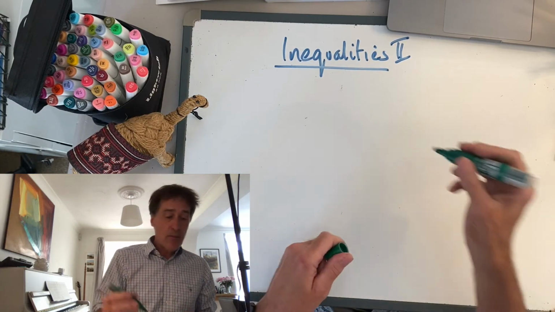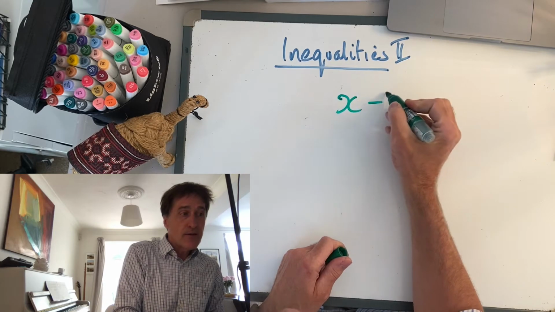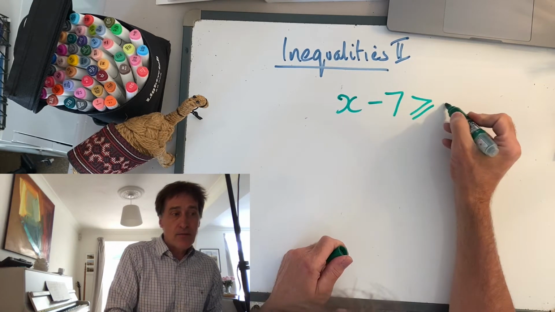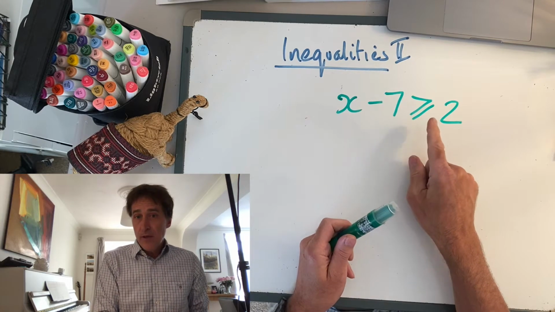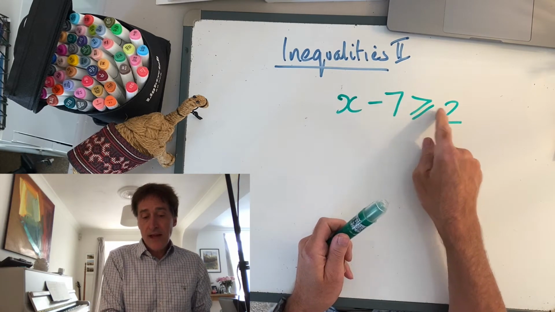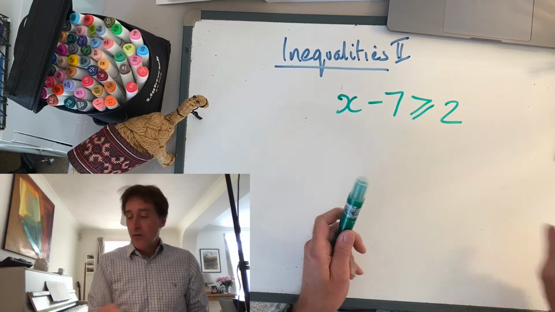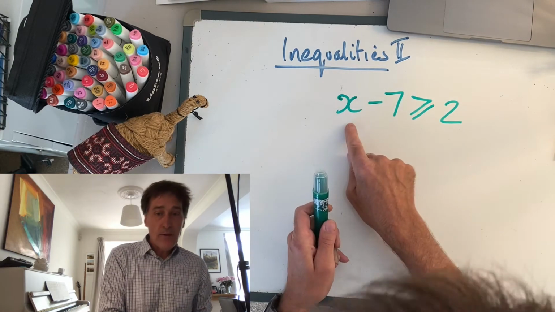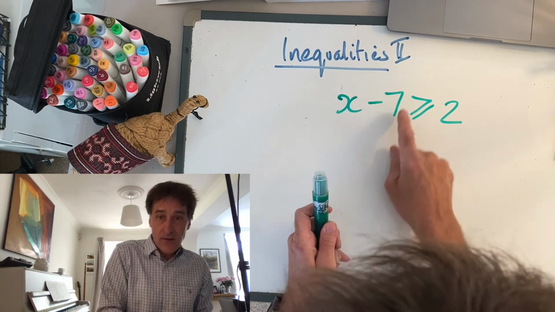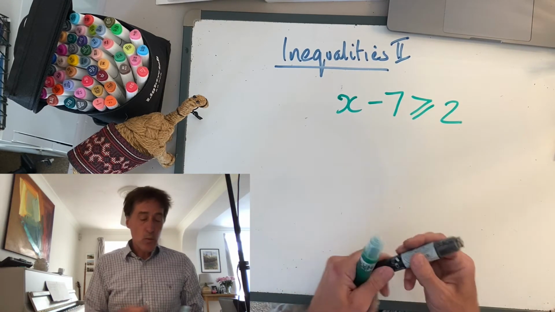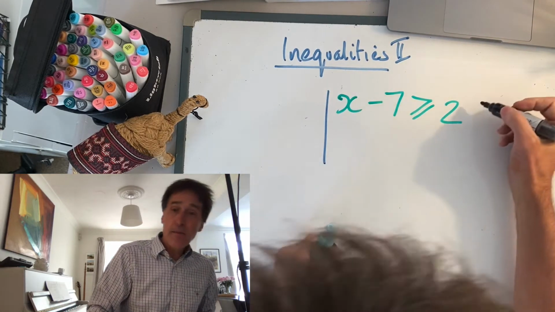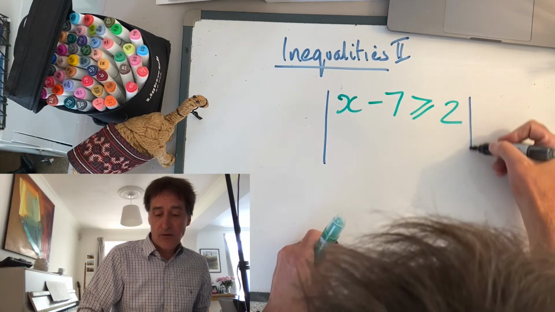So if we have an example like this, x take away 7, this symbol 2. Remember what that means? If you can remember what this means, greater than 2. So I need to find out what value is in here such that this side is greater than 2. So how do I do that? Well, and I'm going to illustrate the answer on a number line as well.